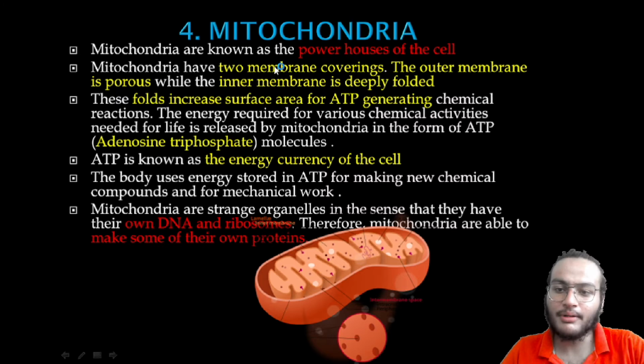Mitochondria have two membrane coverings. जो outer membrane है वो porous होती है, inner membranes में बहुत सारे fold होते हैं. ये fold क्यों है? ताकि जो ये increase कर सके surface area for ATP generating chemical activities. जो हमारी केमिकल एक्टिविटीज में एनर्जी रिक्वायर्ड है, दिस इज एटीपी.